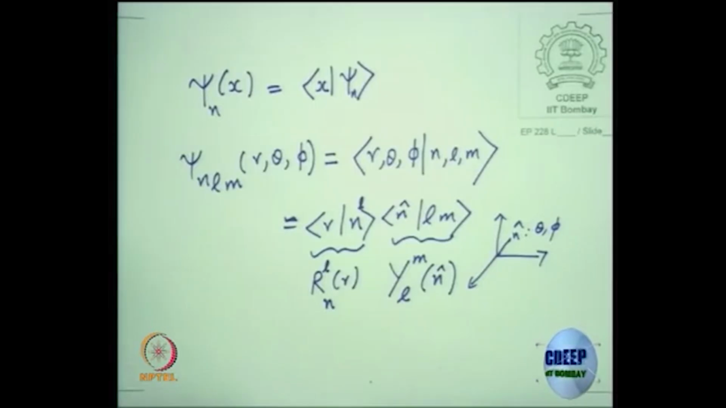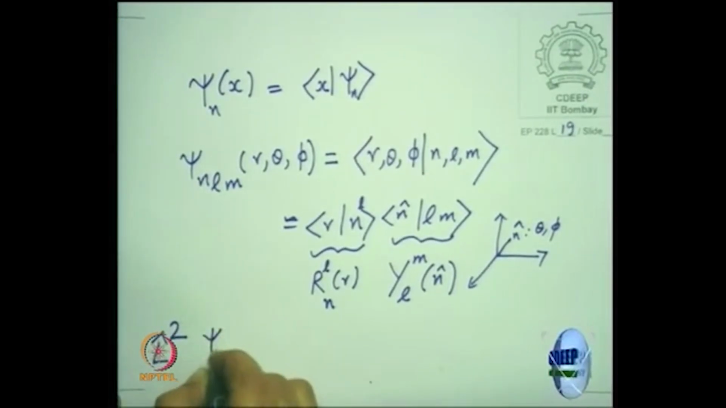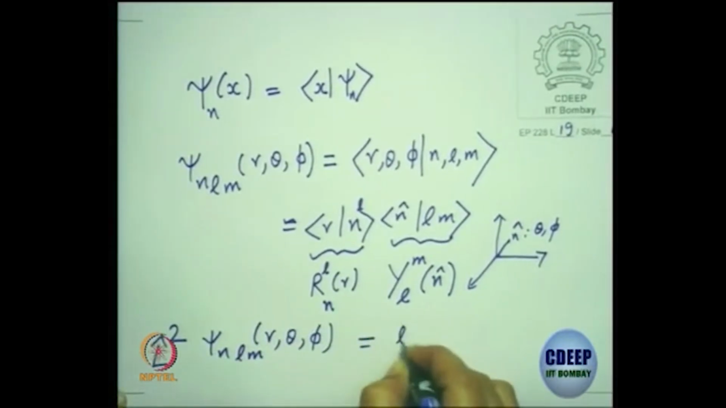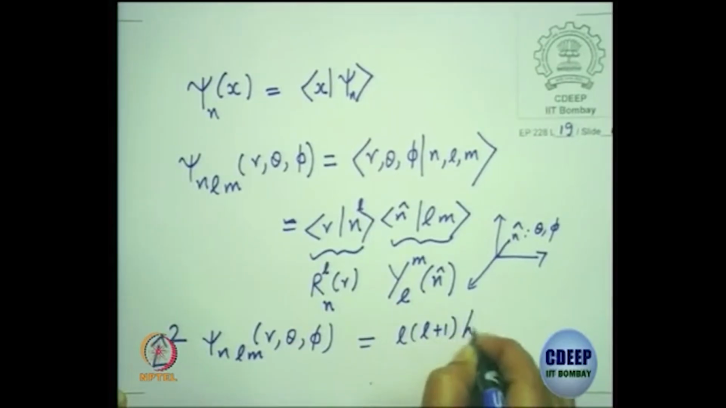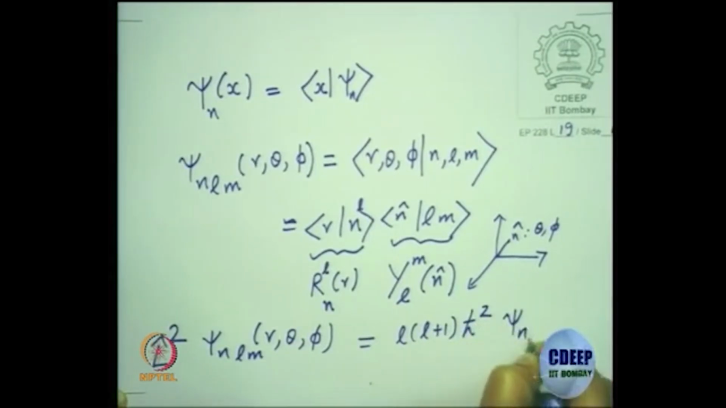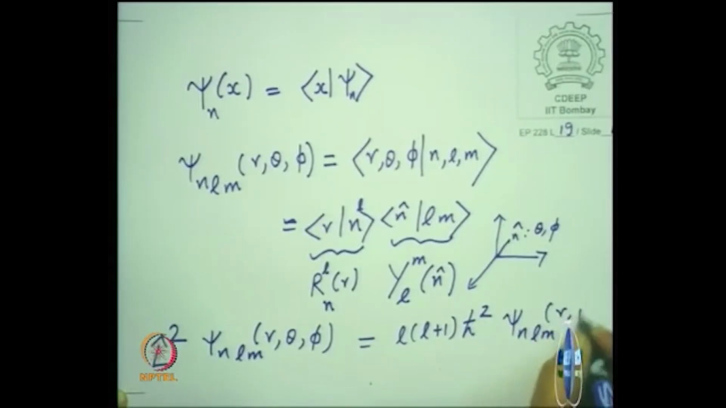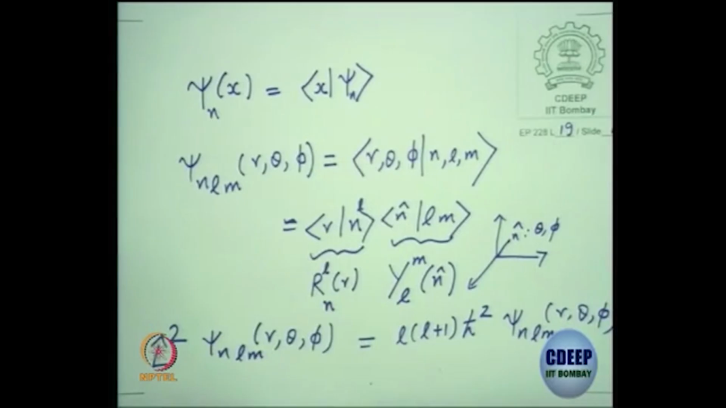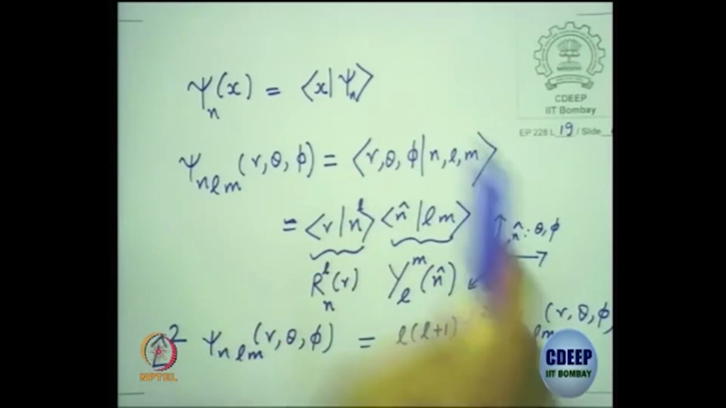So this we don't know offhand, but because we know the solution, we know this is the way. What else did we do? We also said there is an L hat squared operator on psi n L m (r, theta, phi). What was that? L into L plus 1 h cross squared psi n L m (r, theta, phi). Suppose we use that definition, it operates on position or on this.